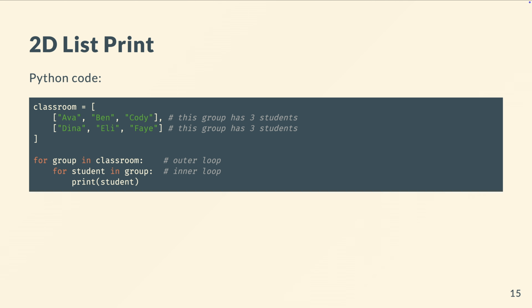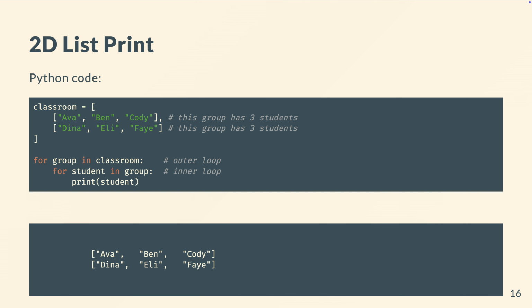Here is the Python code for printing the 6 names in order. The input is the 2D list classroom, defined previously. Look at the loops. Outer loop: for group in classroom. So group becomes the first group list, then the second group list. Inner loop: for student in group. So student becomes each name inside the current group. Then we print each student.